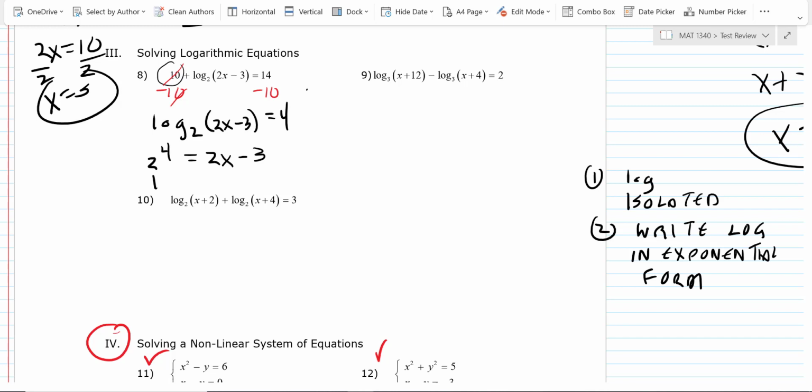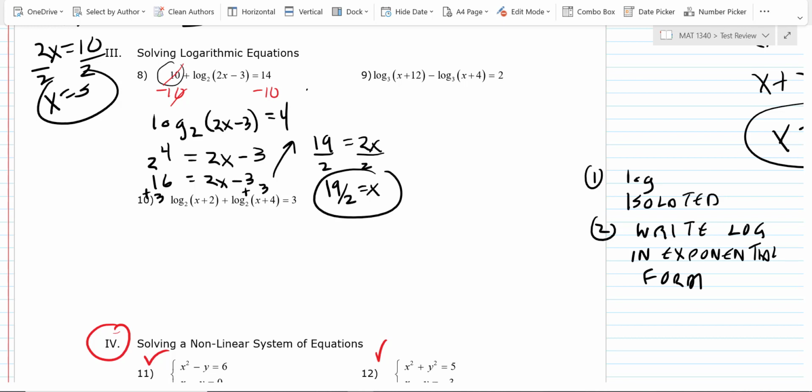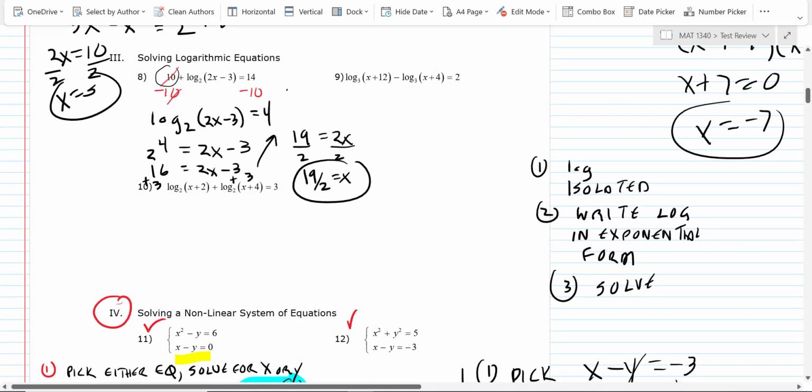So what we get is 16 equals 2x minus 3. And then from here, you could add 3 to both sides. Kind of running out of room there, but you would end up having 19 is equal to 2x. Then you can divide both sides by 2. So you would end up getting 19 over 2 is what x is. So that problem right there is pretty simple. It's isolate the log, write in exponential form, solve the equation. So that's kind of a 3-step process. That exponential form is kind of the key thing that you want to be able to do.